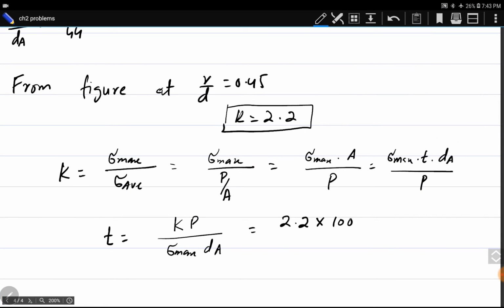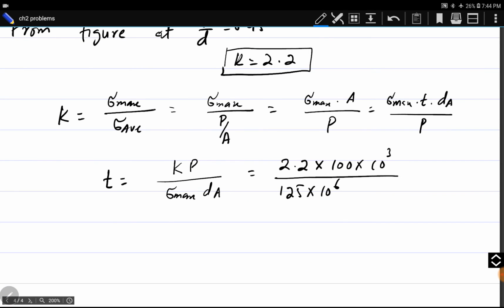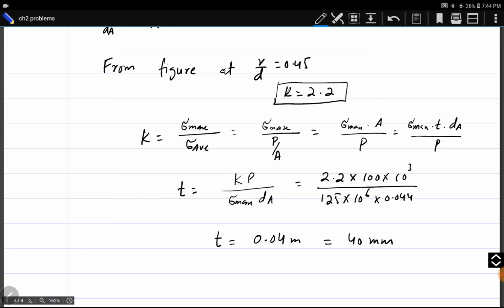100 kilonewtons, 100 into 10 power 3. Sigma maximum is 125 megapascal, so it is 125 into 10 power 6 pascals. And dA is already known, it is 44 mm. So 44 mm means 0.044 meters. So thickness becomes 0.04 meters or 40 millimeters. This thickness has been calculated for the case of plate having a hole.